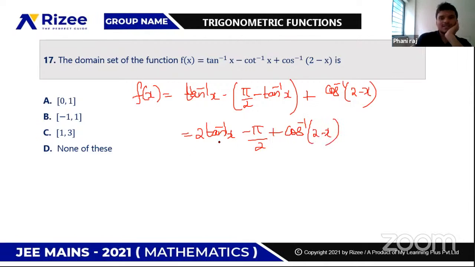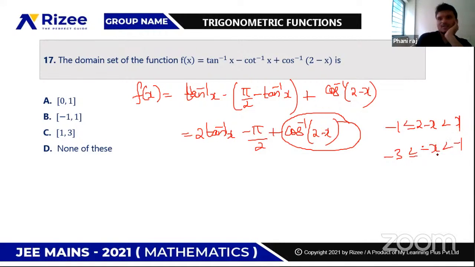See, whatever be x, tan inverse x is always defined. Pi by 2 is just a constant. So we just want the domain where this is defined. So minus 1 less than or equal to 2 minus x less than or equal to 1 should be the answer. So subtract 2: minus 3 less than or equal to minus x less than or equal to minus 1. When you reverse, x lies between 1 and 3. So option C is the correct answer.